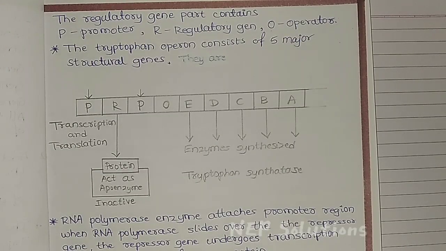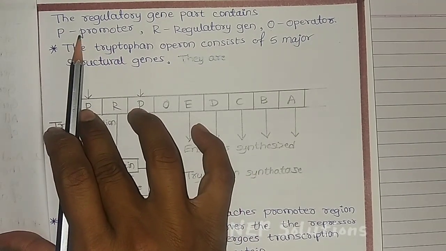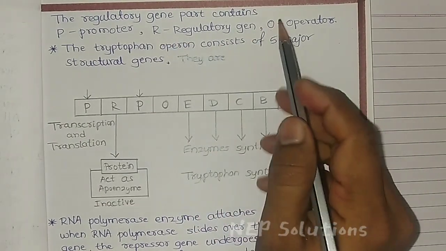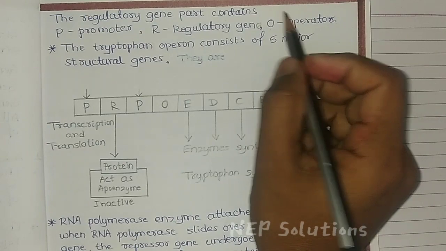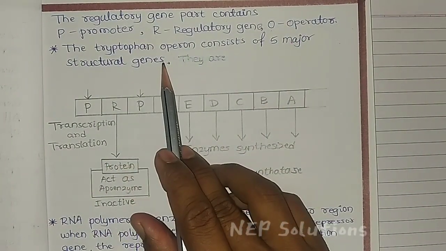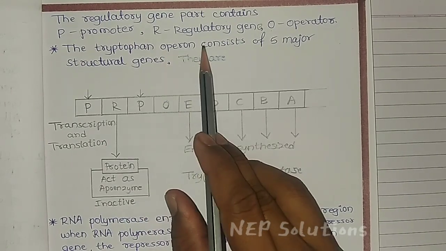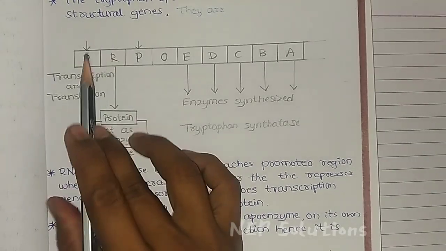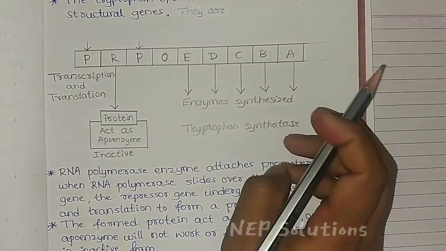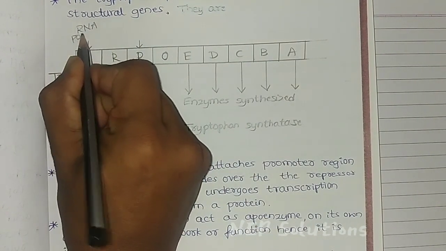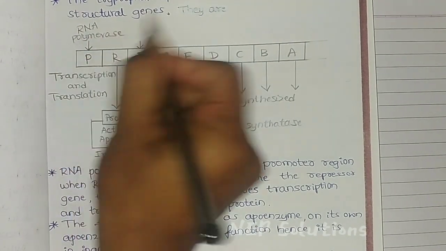Let us study one by one. The regulatory gene part contains P, which refers to promoter, R refers to regulatory gene, and O refers to operator. Then the tryptophan operon consists of 5 major structural genes, as I already told. And this is the diagram. In on mode, we are learning here on mode, here we have to write RNA polymerase. RNA polymerase will attach here and here also.